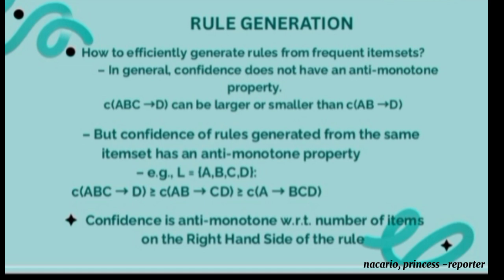Confidence is anti-monotone with respect to the number of items on the right-hand side. This helps us prune rules. If a rule fails, we can avoid generating its more complex version.